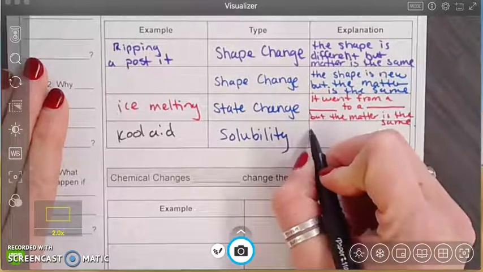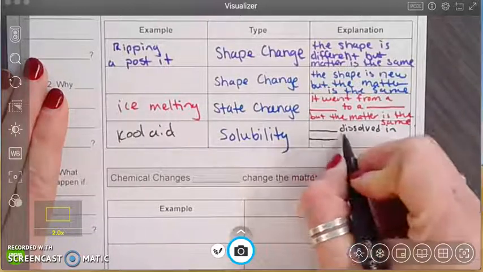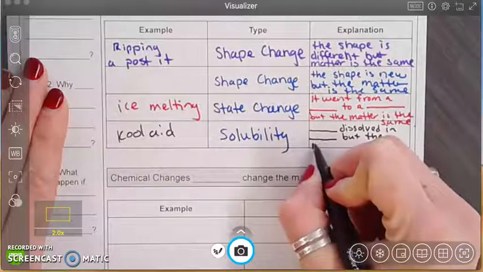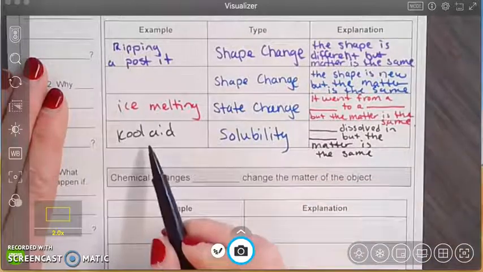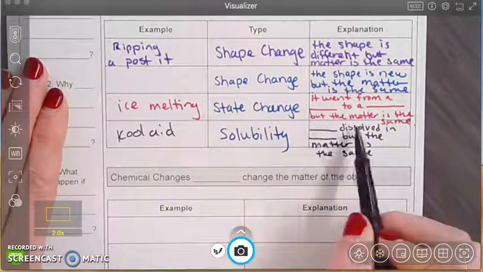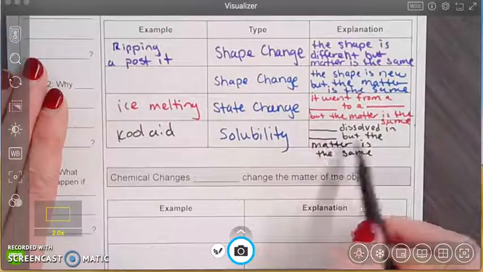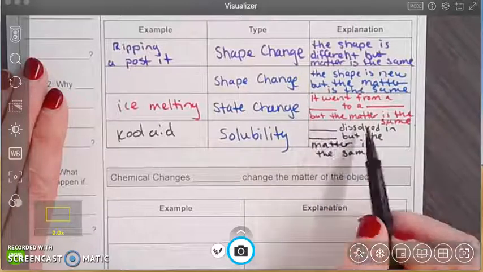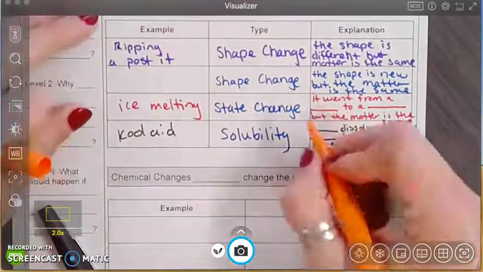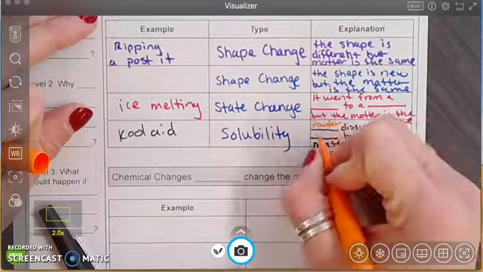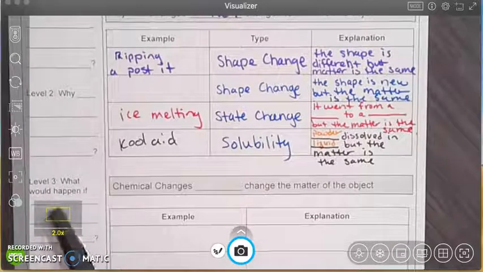So you're going to say something dissolved in something, but the matter is the same. So with my Kool-Aid example, I would say Kool-Aid dissolved in water, but the matter is the same. Sugar dissolved in water, but the matter is the same. Salt dissolved in water, but the matter is the same. So this one right here is your powder. This is your liquid. Usually it's going to be water for us, but the matter is the same.